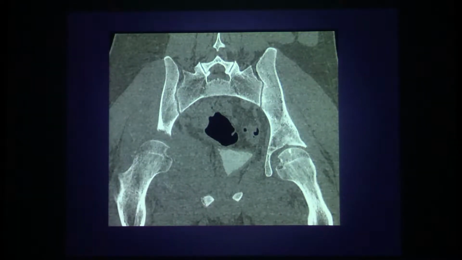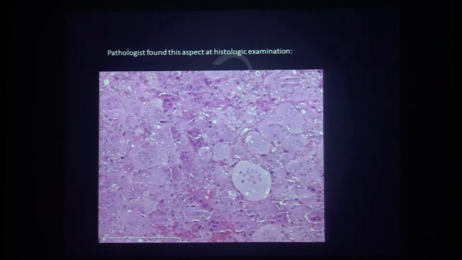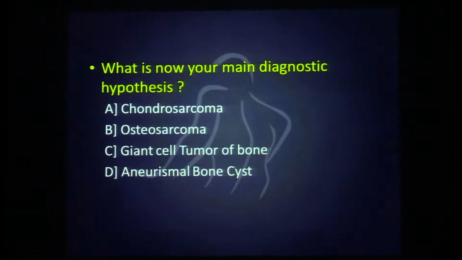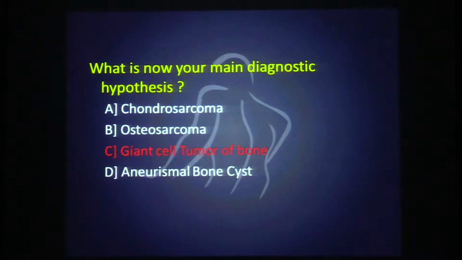In coronal plane, this is also the mass. On plane radiograph, this is what you can see. And the pathologist found this aspect at histological examination. So what is now your main diagnostic hypothesis between the four previously evoked? I heard it was a giant cell tumor of bone. This is the right answer.